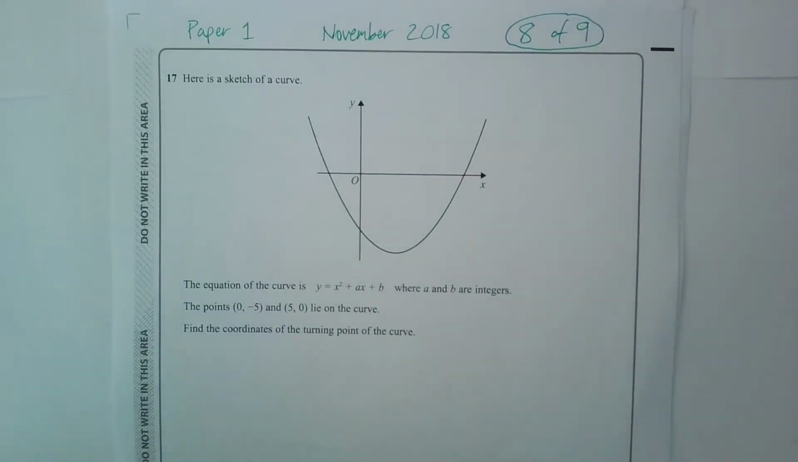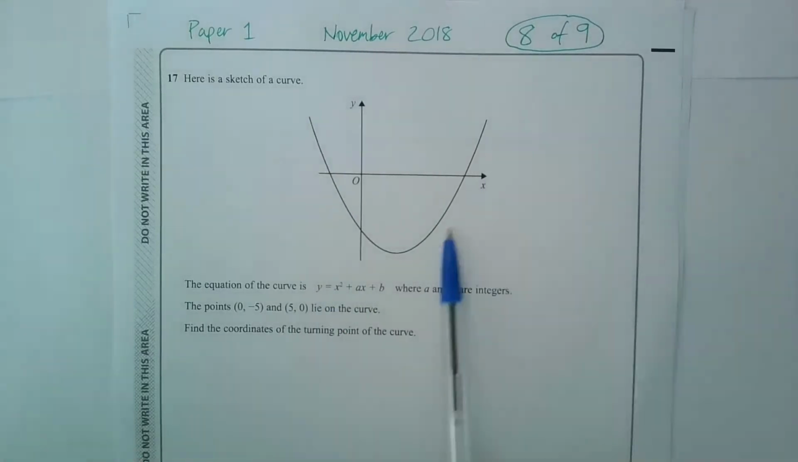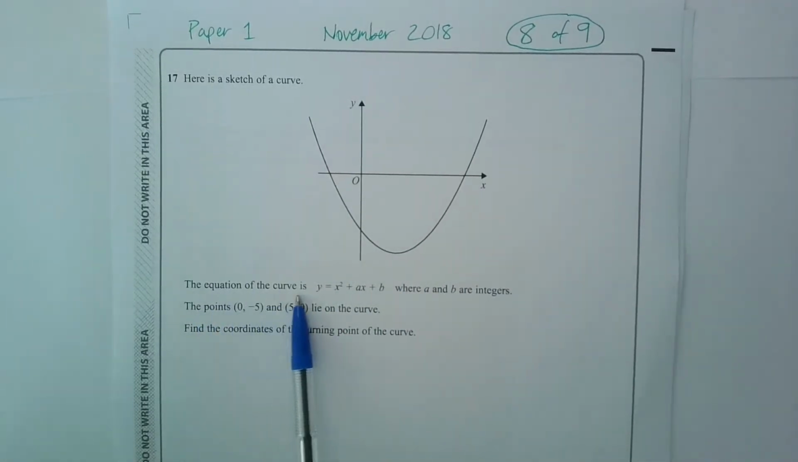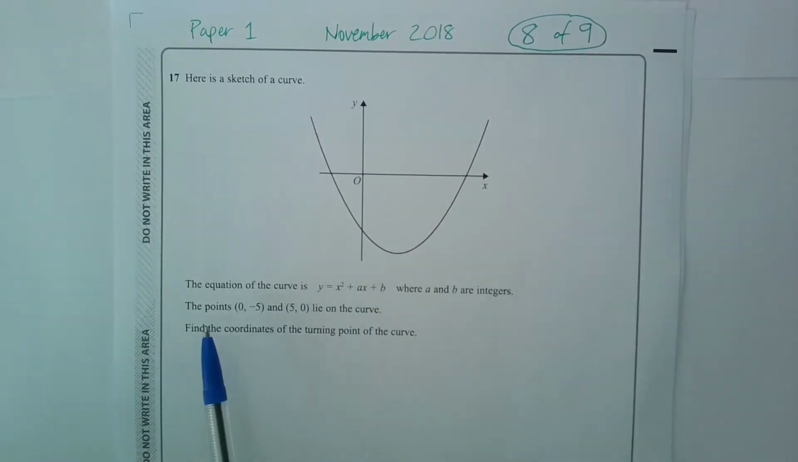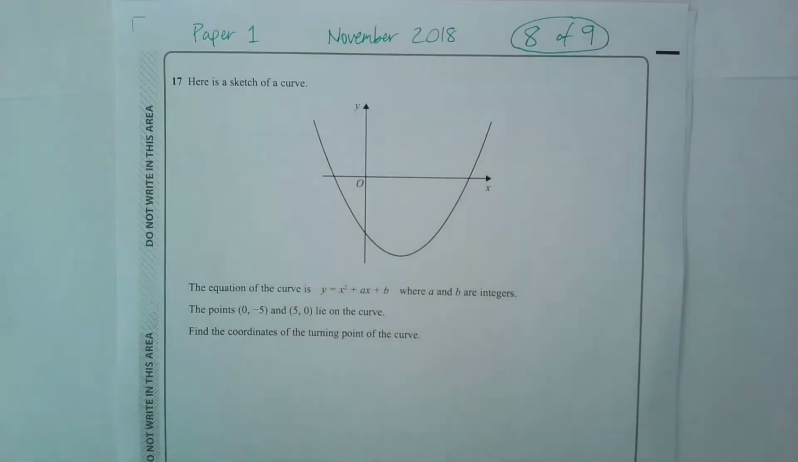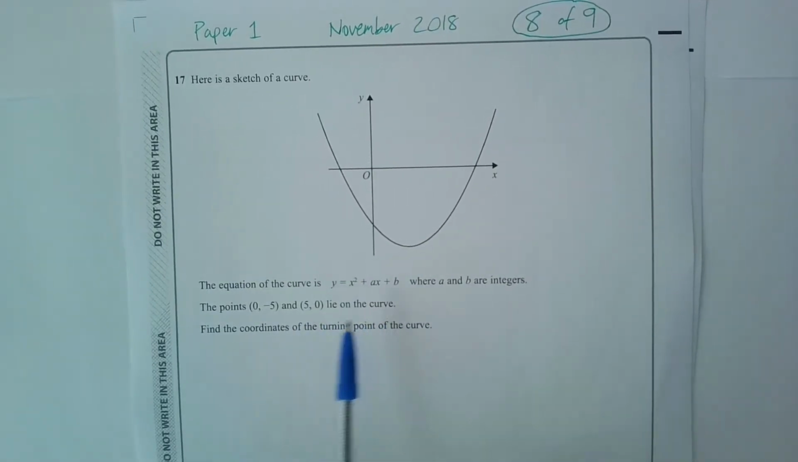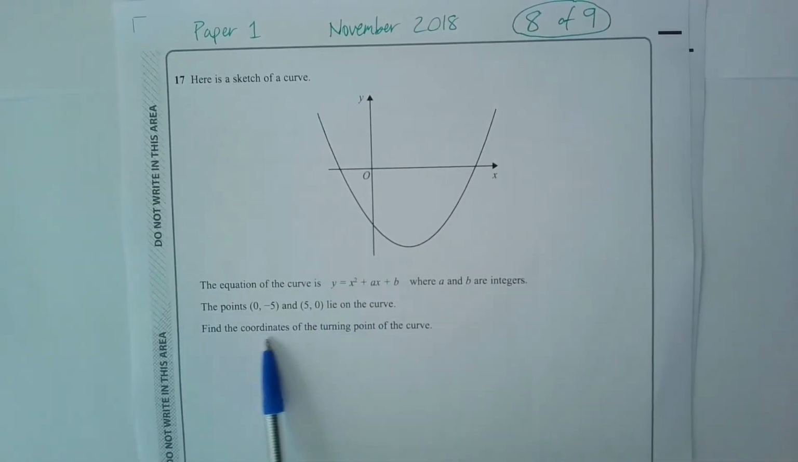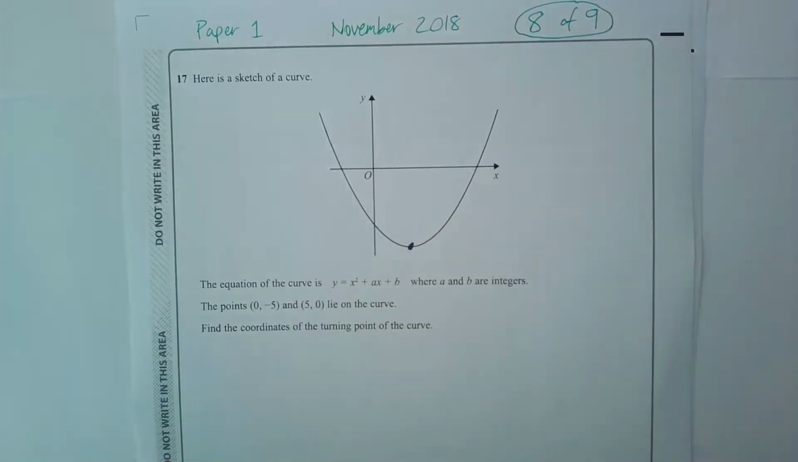Okay, let's look at this question. It says, here is a sketch of a curve. So we've got a curve there. The equation of the curve is y equals x squared plus ax plus b, where a and b are integers. The points (0, -5) and (5, 0) lie on the curve. Find the coordinates of the turning point. So we need to find out what this is.